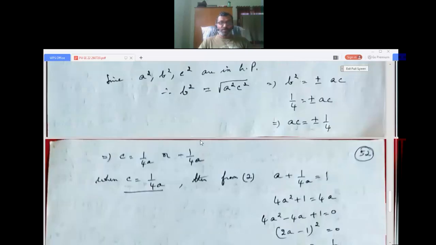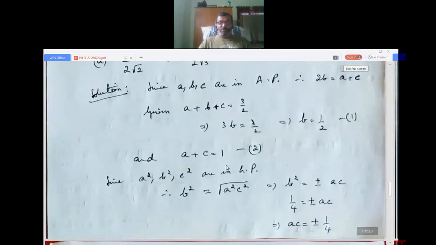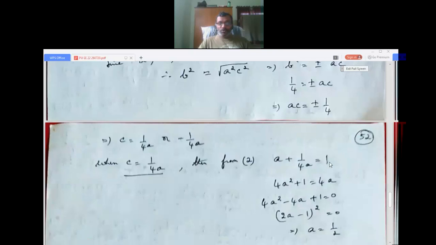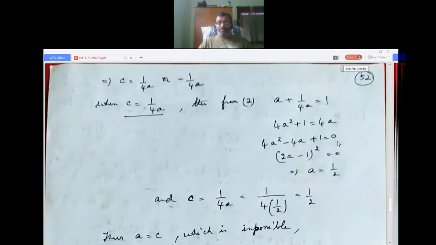From equation 2, A plus C equals 1. So A plus 1 by 4A equals 1. Now cross multiply, multiply each term by 4A, or take LCM 4A. So 4A squared plus 1 equals 4A. So 4A squared minus 4A plus 1 equals 0. This is a perfect square, because (2A) squared minus 2 into 2A plus 1 squared, the A minus B whole squared formula. So (2A minus 1) whole squared equals 0. From this 2A minus 1 equals 0, so A equals half. And we have C equal to 1 by 4A, so I put the value of half here, and I get C as half.